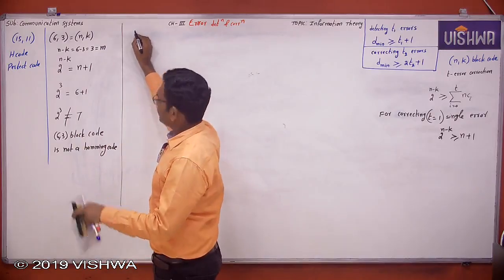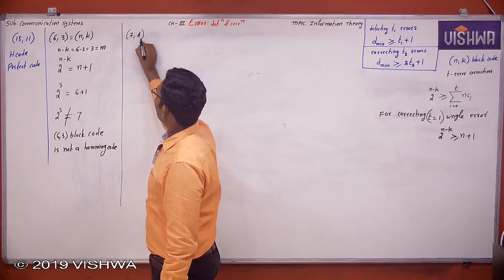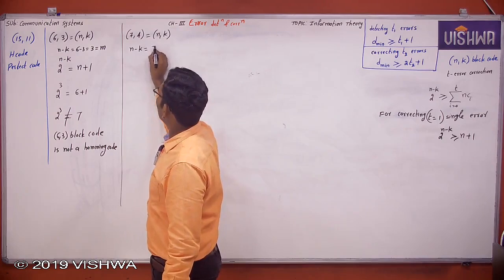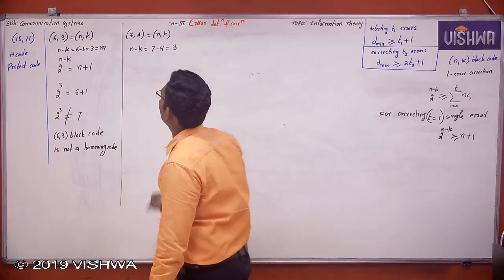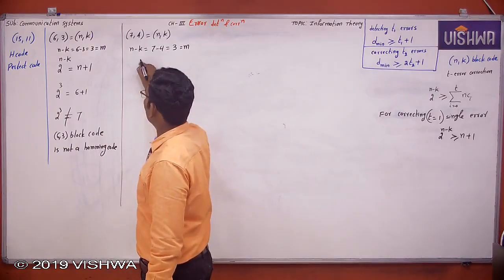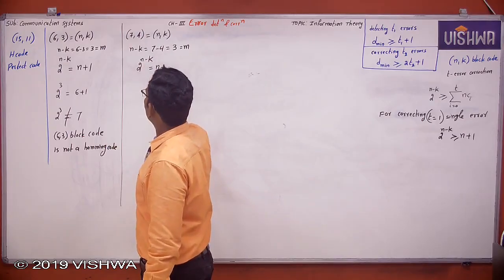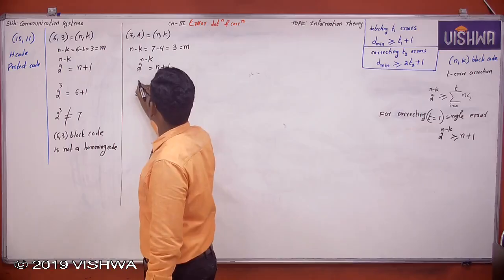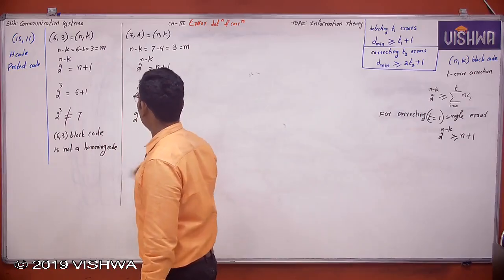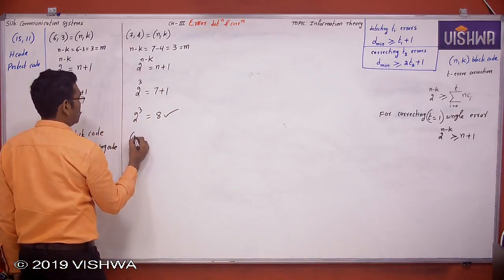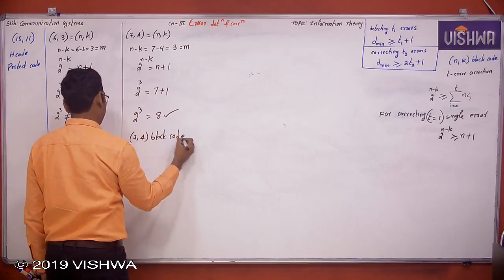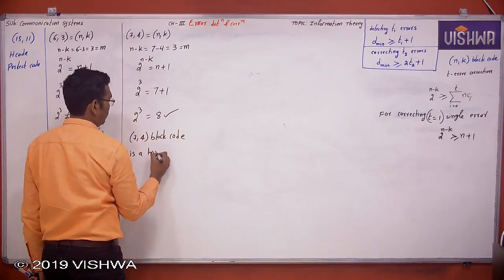Now the next one is the 7 comma 4 block code. Is it a Hamming code or not? So n minus k is equal to 7 minus 4, which is equal to 3. So these are the parity bits. Therefore check whether this is a Hamming code using the equality condition. So 2 power n minus k, which is 2 power 3, should equal 7 plus 1, which is 8. It is satisfied. Therefore the 7 comma 4 block code is a Hamming code. A perfect code is a Hamming code.